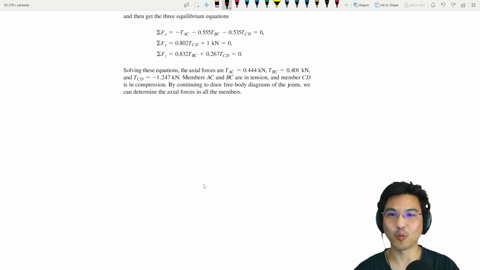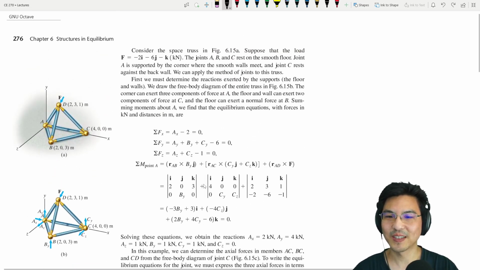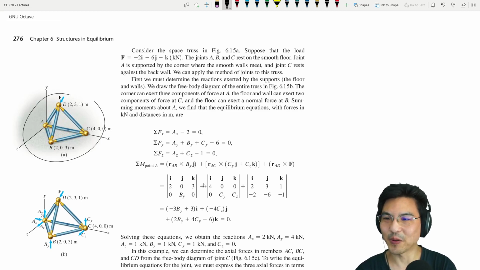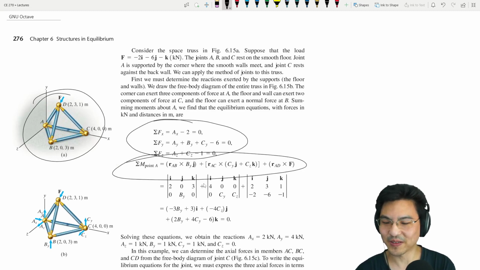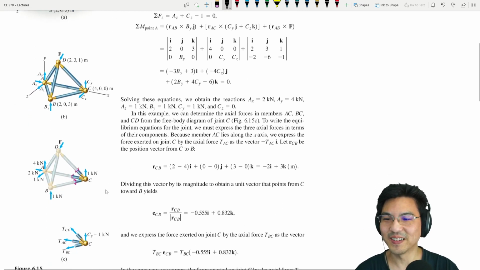If you want to see this particular problem, this happens to be a space truss. You can just pause the video if you want to take a look at this problem. Given this particular space truss, you have a load here, and the question is, what are the axial forces in these three members? You would just take the free body diagram of the whole thing, write Newton's second law, and sum all the torques. You can solve for the reactions at those three supports, A, B, and C.